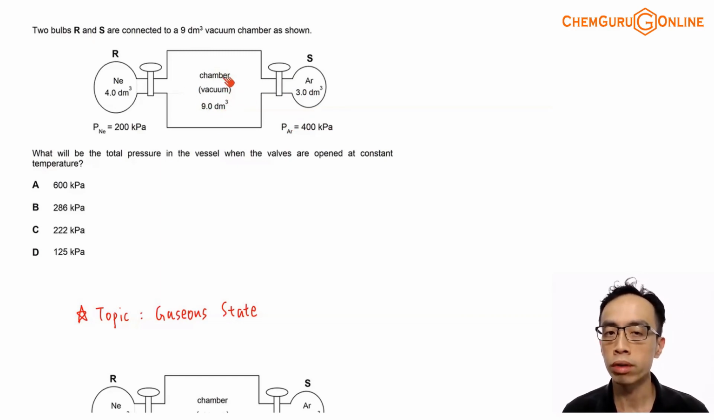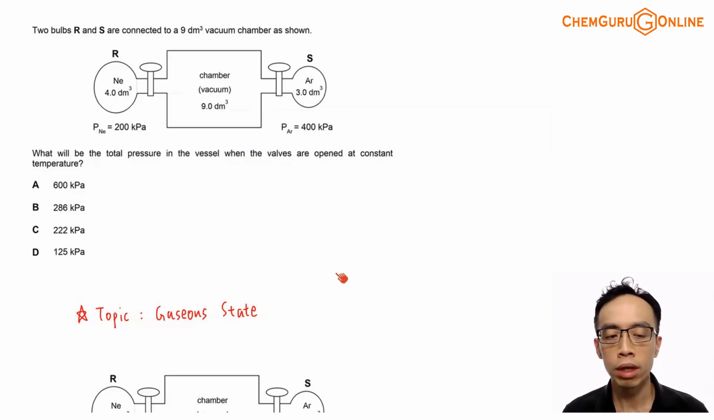If it is a vacuum, of course, there will be no gases inside this chamber at the beginning. So what will the total pressure in the vessel be when the valves are open at constant temperature? We have 4 options, A, B, C, D. Later we want to discuss which is the solution.